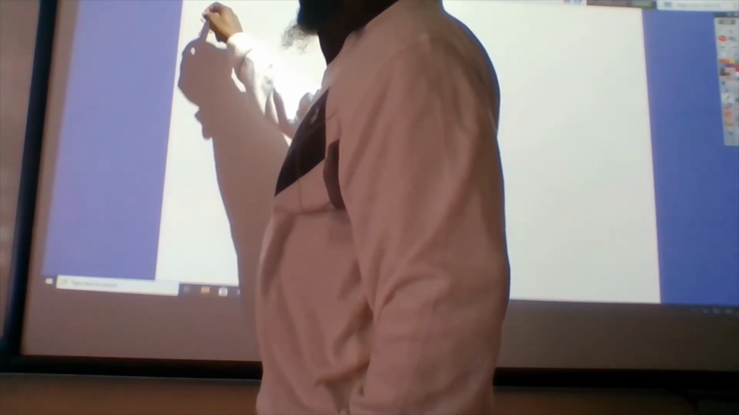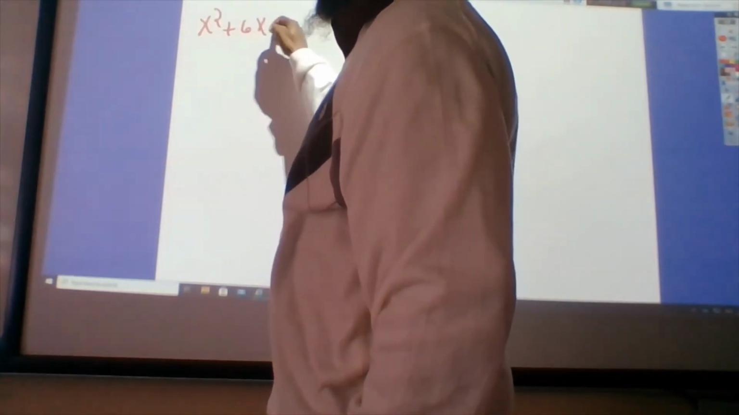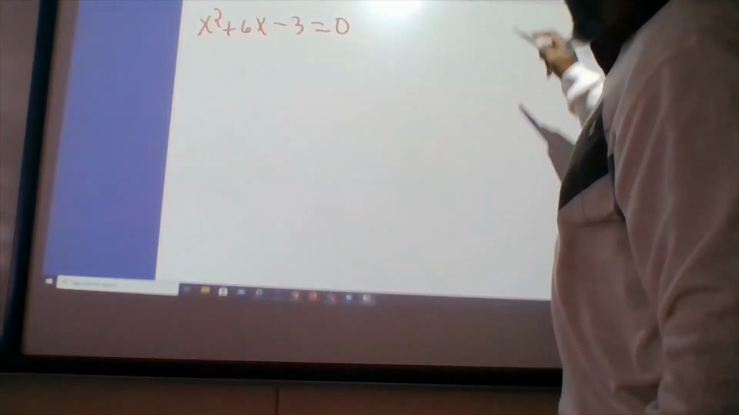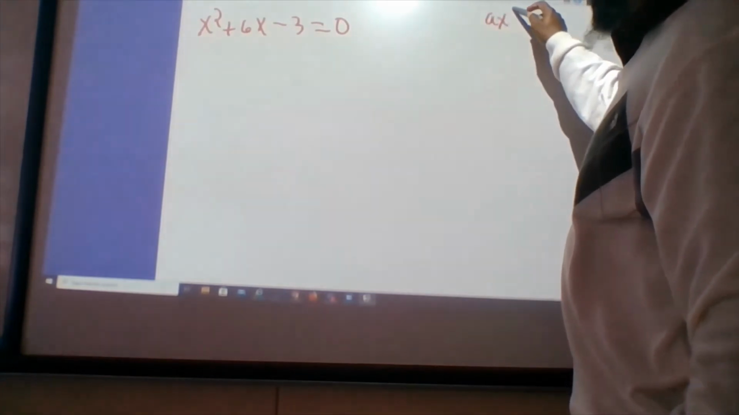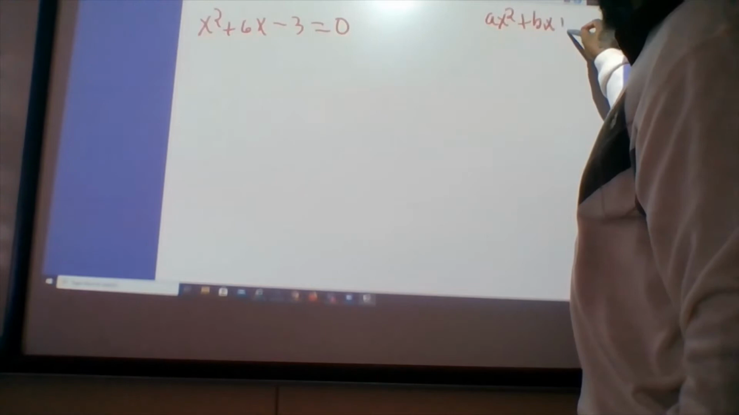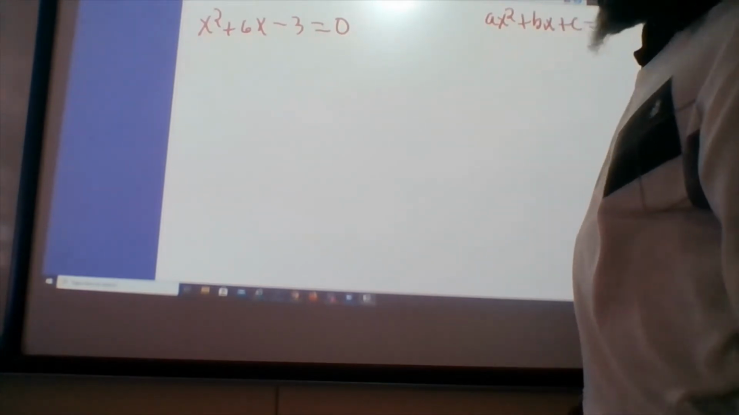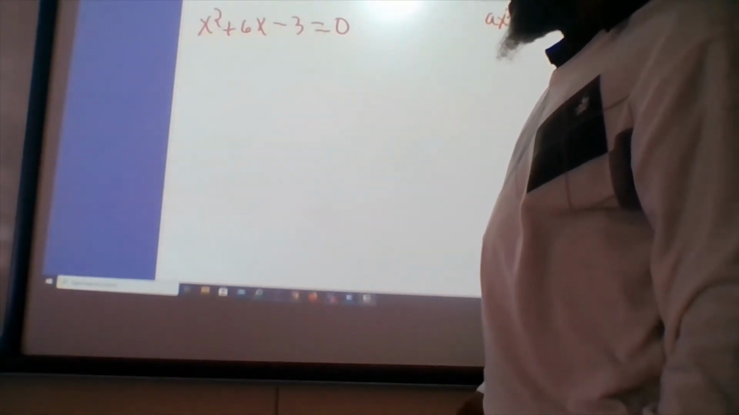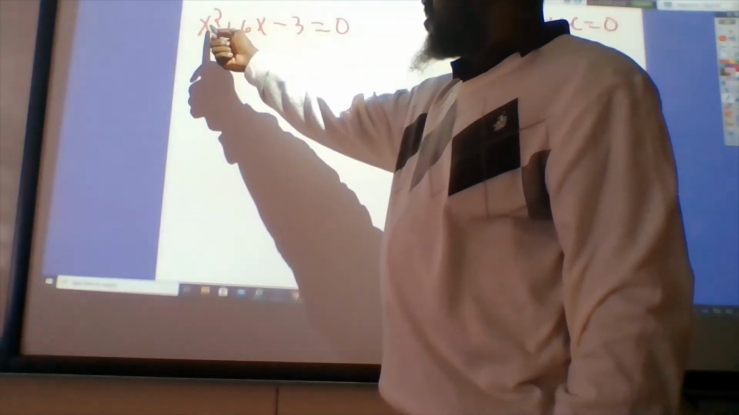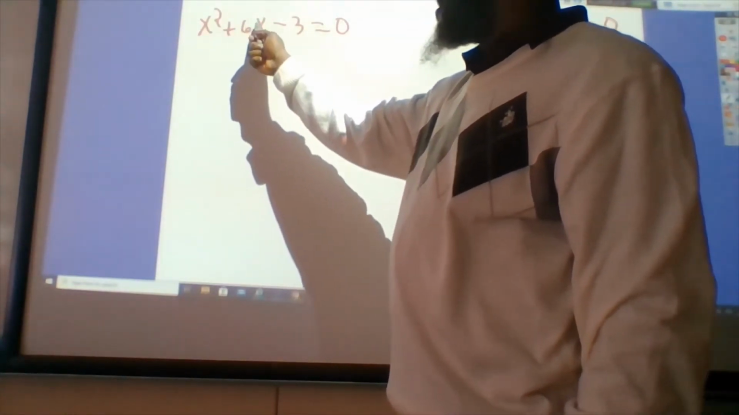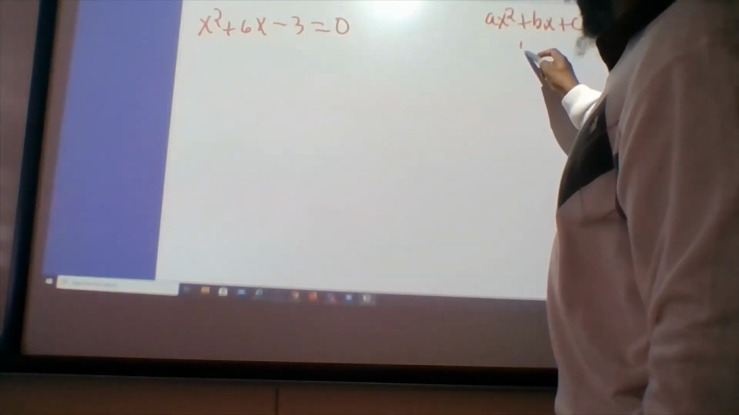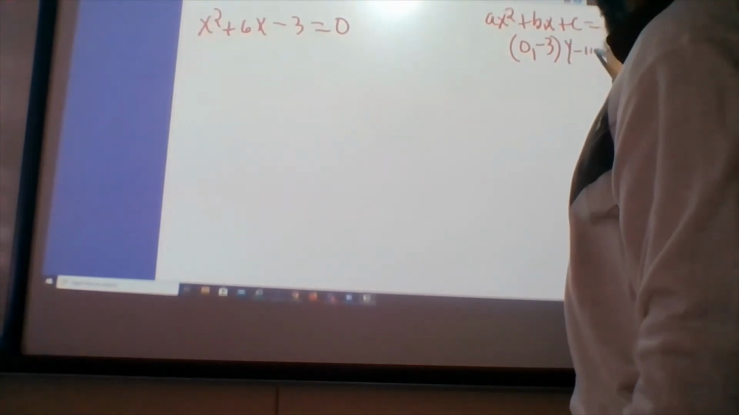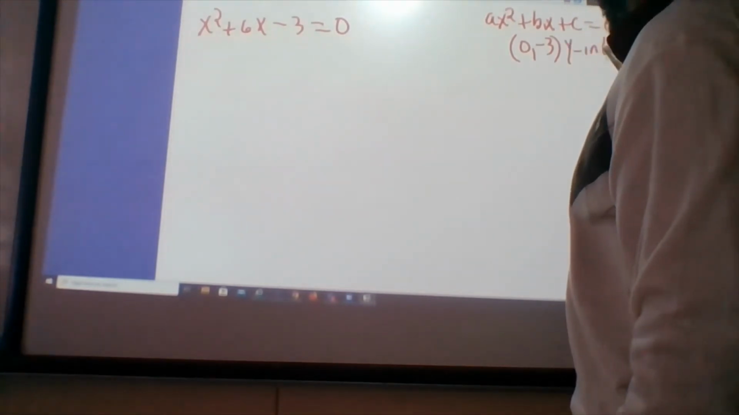We have the equation x squared plus 6x minus 3 is equal to 0. In this case, we can identify the equation is in standard form, ax squared plus bx plus c is equal to 0. Since the equation is in standard form, the easiest thing to find is the y-intercept. If I substitute 0 for x, x squared goes to 0, 6 times x is 0, and my y-intercept will be (0, negative 3). This is the easiest one to find, and c is negative 3.